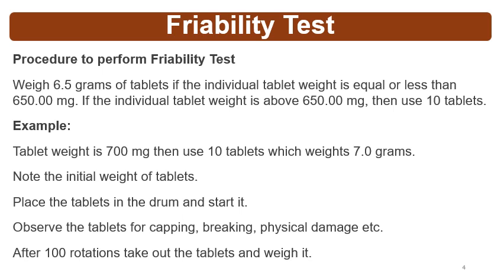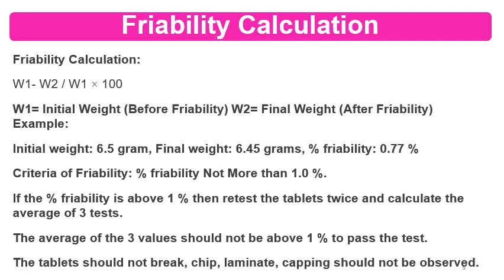After completion of the test, take out the tablets and measure the weight. So now you have the initial weight and the final weight. Initial minus final, divided by initial weight, into 100, is the calculation for friability. Initial weight is before friability and final weight is after friability testing. For example, if you take an initial weight of 6.5 gram and the final weight is 6.45 grams, the friability is 0.77%.